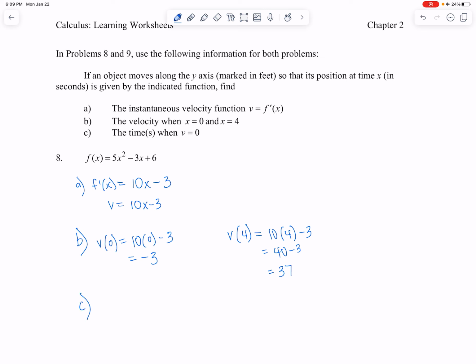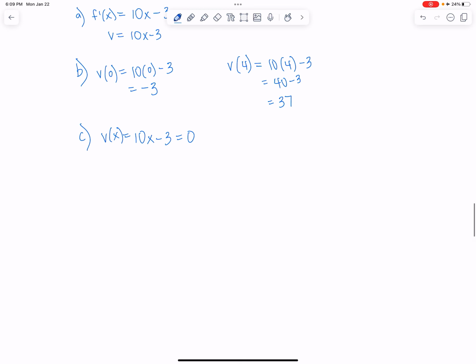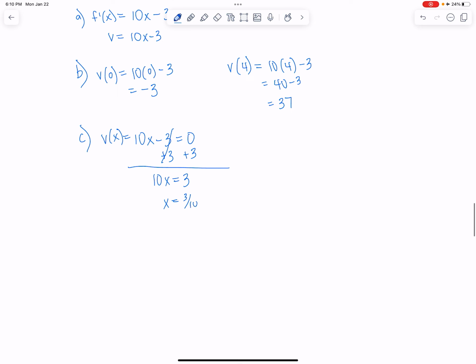And then we want to know the time or times when the velocity is 0. So when our velocity is 0 is when 10x minus 3 is 0. So let's find our x, our time. We'll add 3, 10x equals 3, x equals 3 tenths. So at 3 tenths of a second.